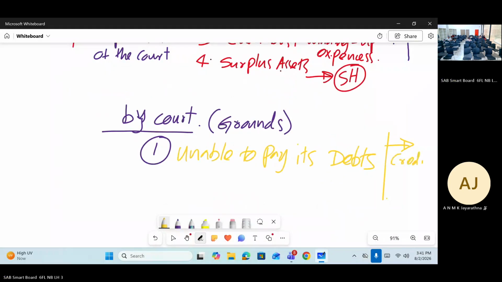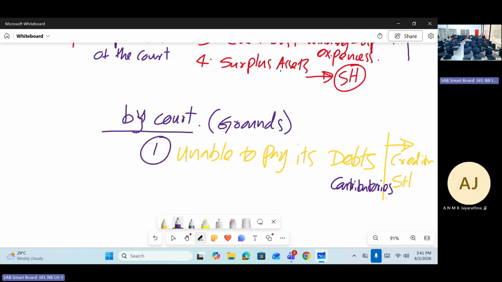Creditors, like shareholders. But in this topic, instead of the word shareholders, we give another technical term, that is contributors. Contributors means the persons who contribute to the assets of the company in the event of liquidation.